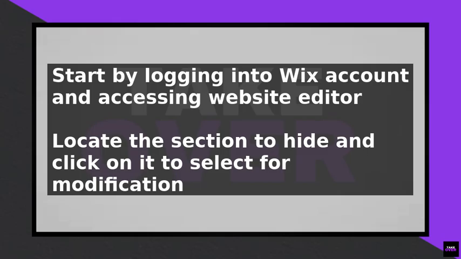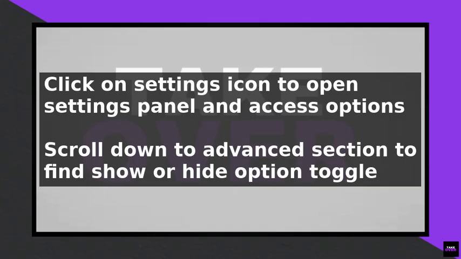In the settings panel, scroll down to the advanced section and click on it to expand the options. Here you will see a show or hide option. Click on the toggle button next to this option to hide the section. You can also use the hide on option to specify which devices you want to hide the section on, such as desktop, mobile, or tablet.